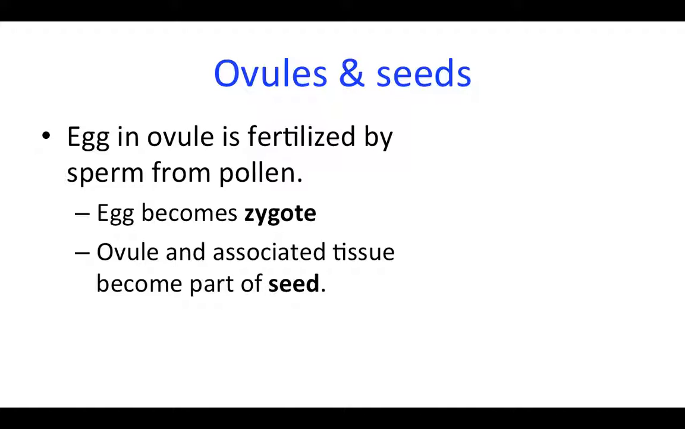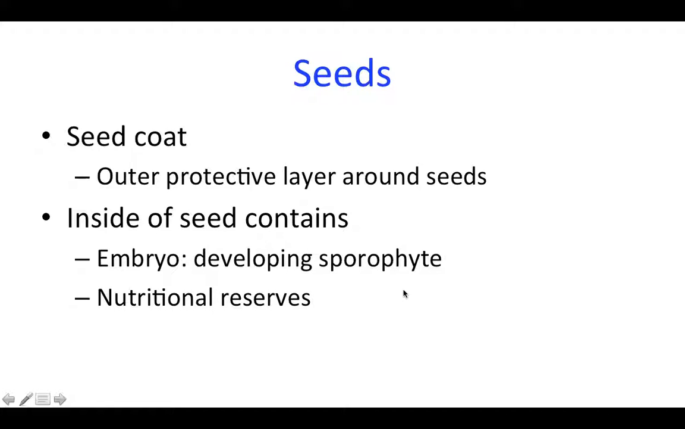At this point, the ovule and associated tissue with it are going to continue developing, and a coating is going to form around it, and this is going to become our seed. So the zygote that develops into an embryo is going to become part of the seed. Seeds have a seed coat, which is an outer protective layer around the seeds. Inside that coating, there are going to be a couple of things.